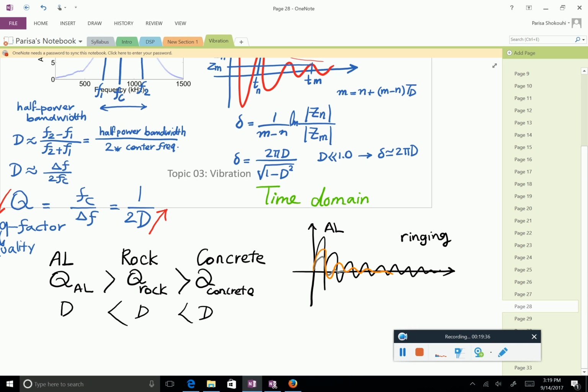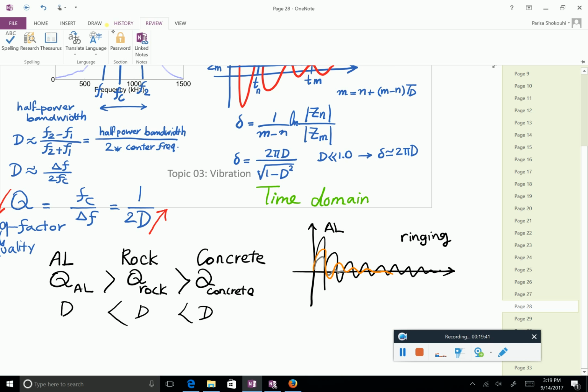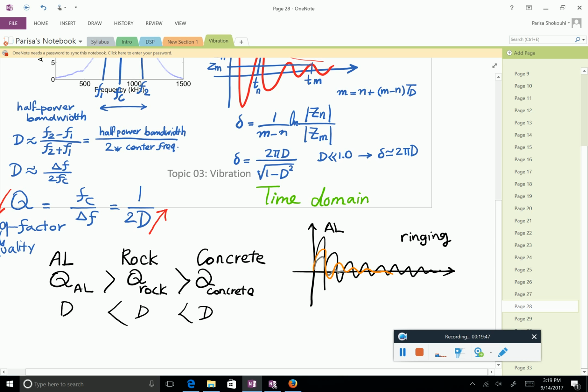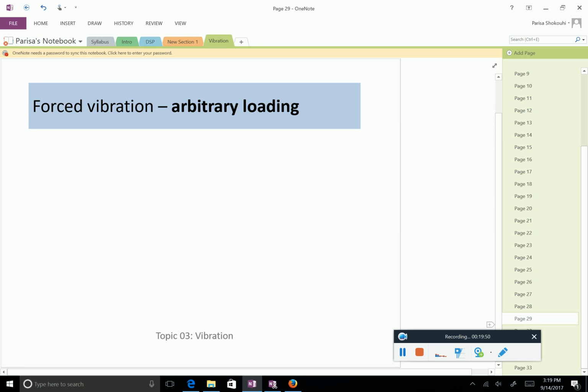So that's what Q factor means, and it's a very useful thing, and that's just a review of the things you already know. Now, the last thing that I like to cover, for the sake of completeness, to finish off the vibration, is when we have arbitrary loading. Why is this important? Because there are a number of concepts here that are very helpful later on to understand some of the other concepts. So why is this a new topic?